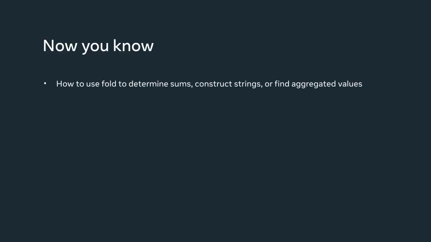Fold is a very powerful function. You can use it to determine sums, construct strings, or find aggregated values. Kotlin has simpler functions to achieve some of these goals, but knowing how to use fold gives you flexibility where these other simpler functions are less capable. Here I used fold to give Little Lemon a list of all ingredients used in their dishes, with each ingredient appearing once only. In addition, I demonstrated how fold can be used to calculate Little Lemon's current balance.